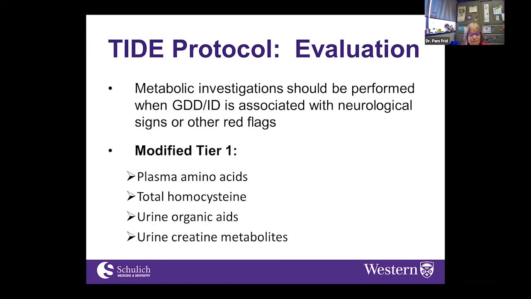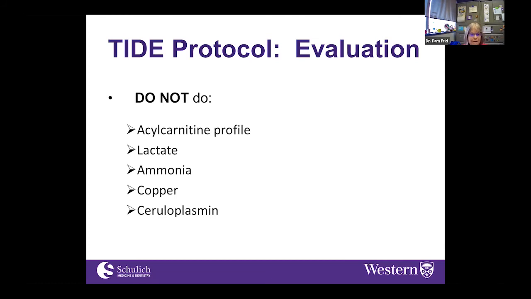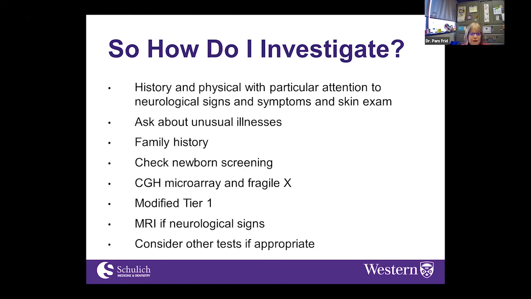So it would be microarray, fragile X, a modified tier 1, and possibly MRI for investigating the children with global delays. They don't want us to do these other things, in particular copper and ceruloplasmin, which we had always thought was very strange to be on there anyway, but it was there.